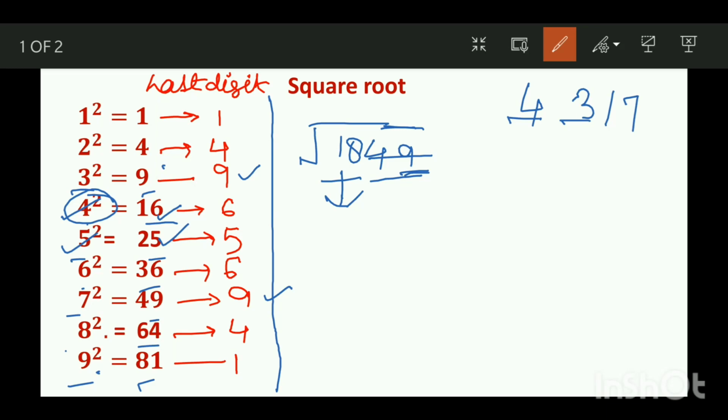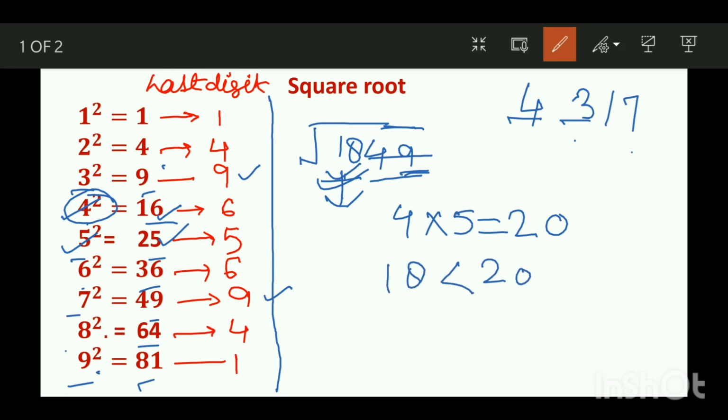Now moving to the second digit. Second digit would be 3 or 7. How we will decide this? For this we have to compare this number 18 with the product of 4 and the next number. Next number is 5, so 20. So we will compare this. 18 is less than 20. This means 3 would be the digit. So 43 would be the answer.